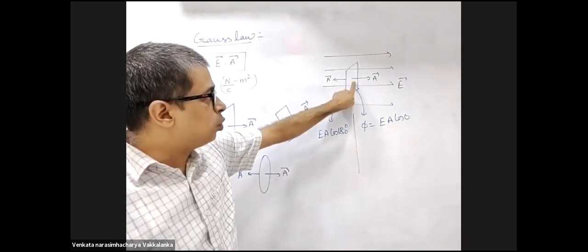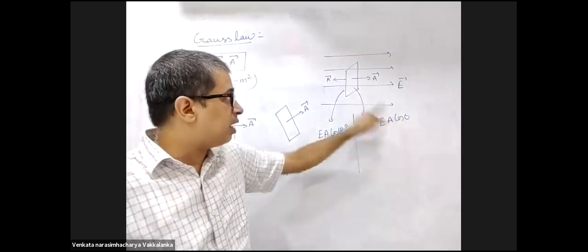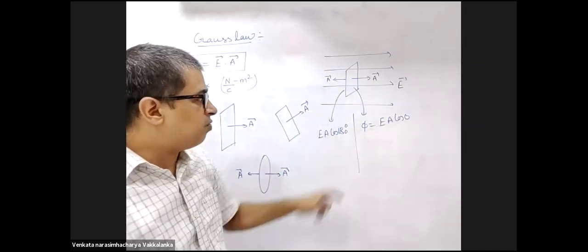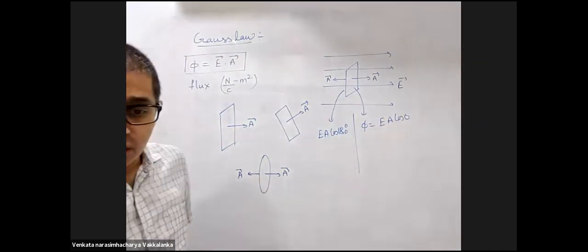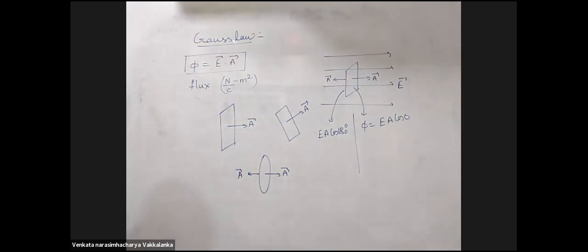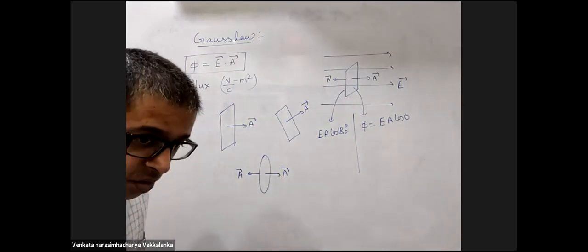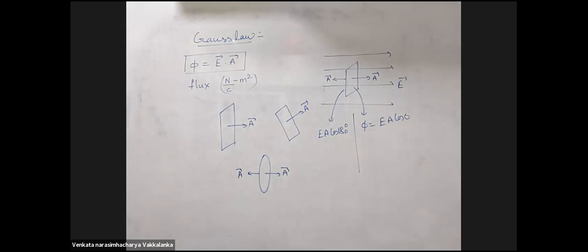Electric flux through this face will be EA cos 0. Through this face will be EA cos 180. Is that clear? We define a new quantity called electric flux, E dot A.